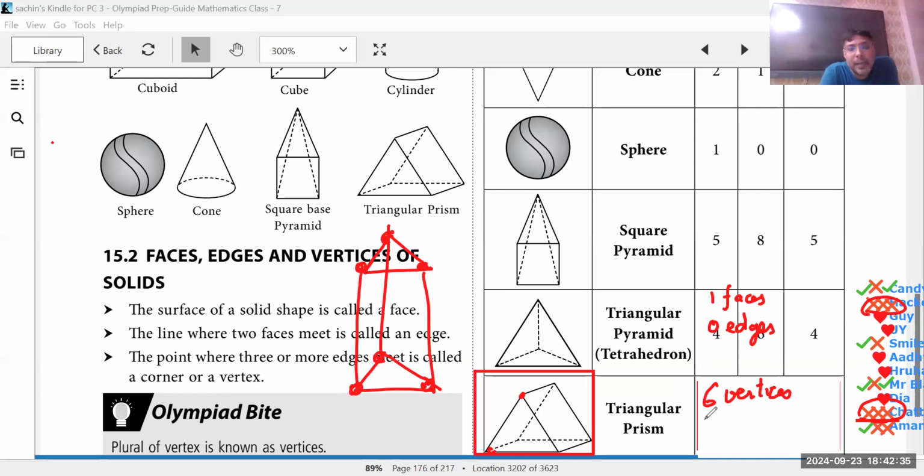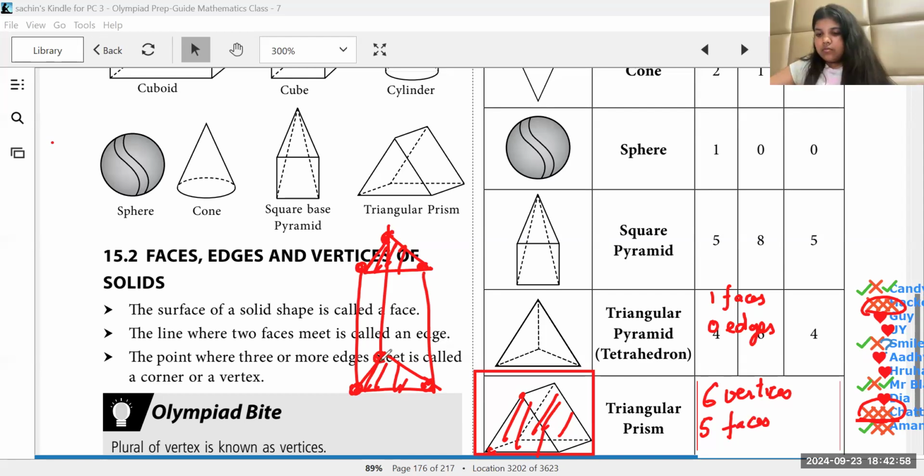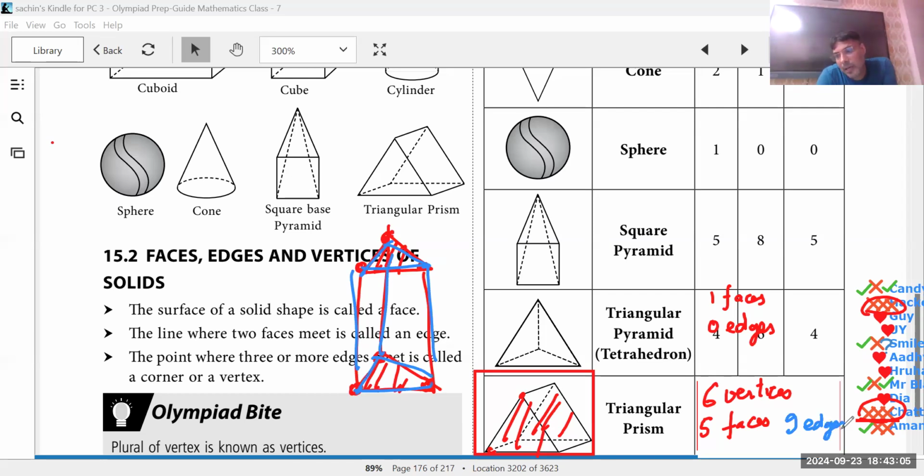Then beta, how many faces are there? 5. One at the base, one at the top, 3 lateral ones. So 5 faces. Then how many edges are there? 9. So 1, 2, 3, 1, 2, 3, 7, 8, 9. Now everything is correct.